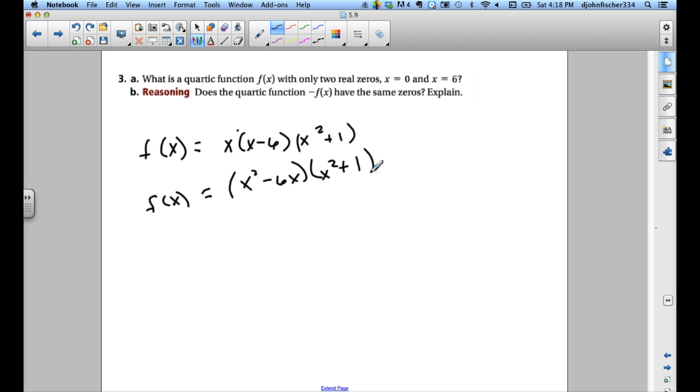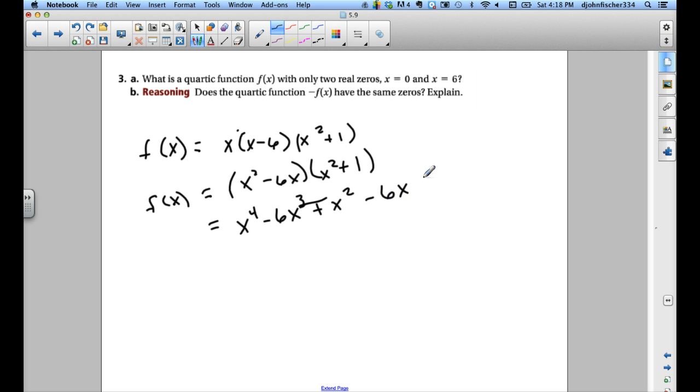Now, you can FOIL this out a little bit more if you want to. We can say, okay, we're going to get x to the 4th minus 6x cubed plus x squared minus 6x is our function.